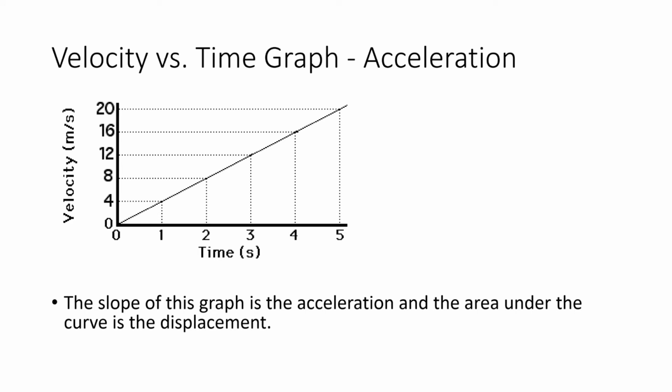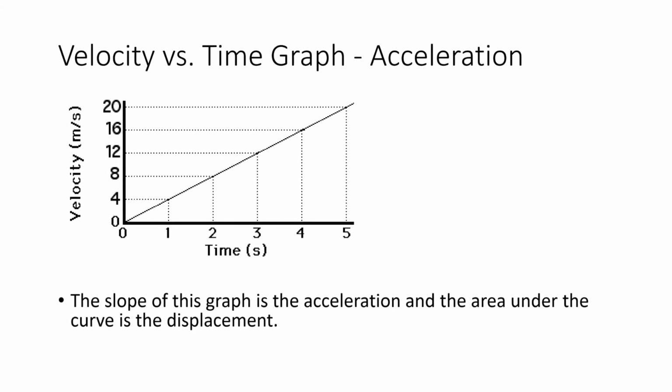Alright, so again, the slope of this graph is the acceleration. It's not 0 here. So the slope of this is going to be rise over run. So we start at 0, 0. We go from 0, 0 to 4. So acceleration equals 4 over 1. So our acceleration would be 4 meters per second squared here. And it'd be the same value no matter which two points we chose.